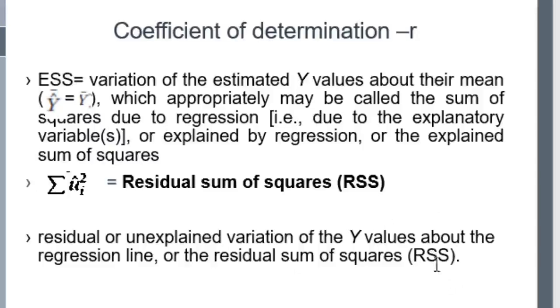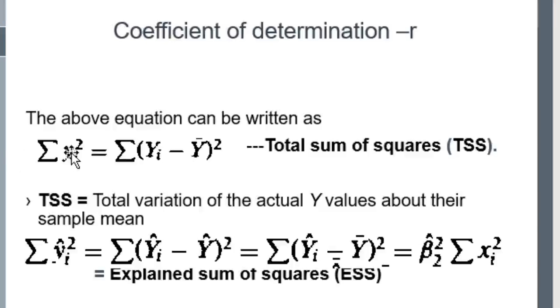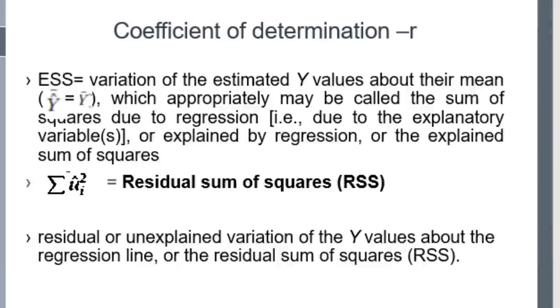This is the RSS. Therefore, the three terms are: the first one is sigma yi square, that is sigma of yi minus y bar the whole square. The second one is sigma yi cap square, the estimated value yi cap minus y bar, squared. This is the second term. And the third one is sigma ui cap square. This is termed the residual sum of squares.